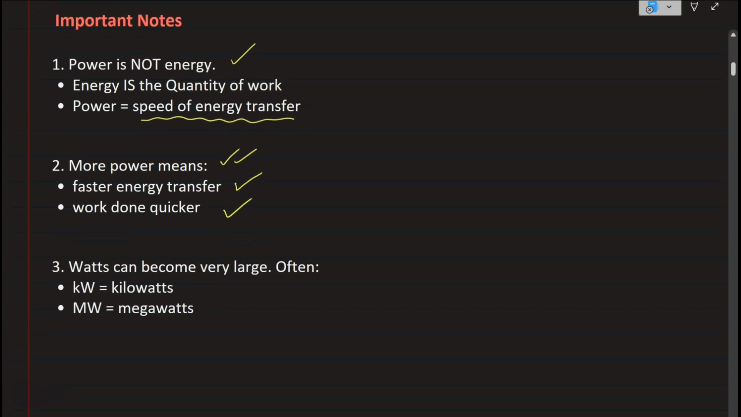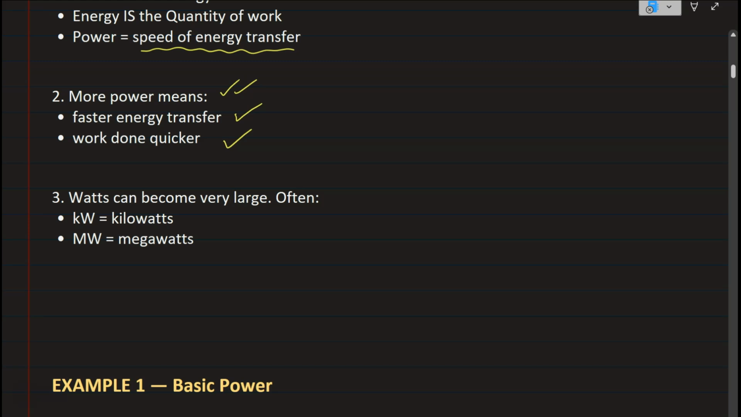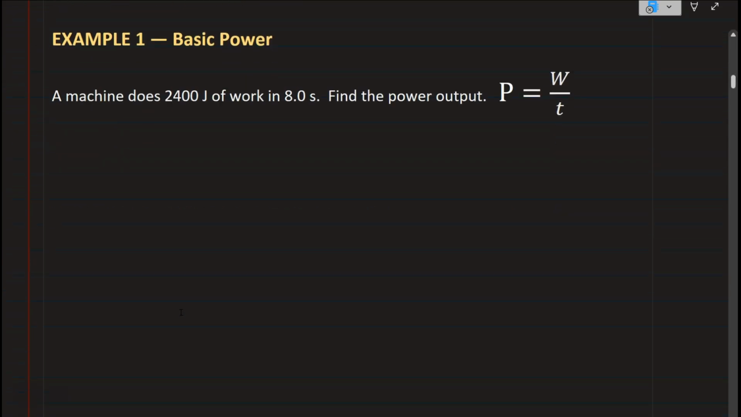Okay, and then number three, watts can become very large, as I explained. So we have to use the prefix for the unit: kilo, with 1,000 watts, that's kilowatt, and megawatt is 1,000,000 watts. All right, let's start with the first example. Here is the first example.